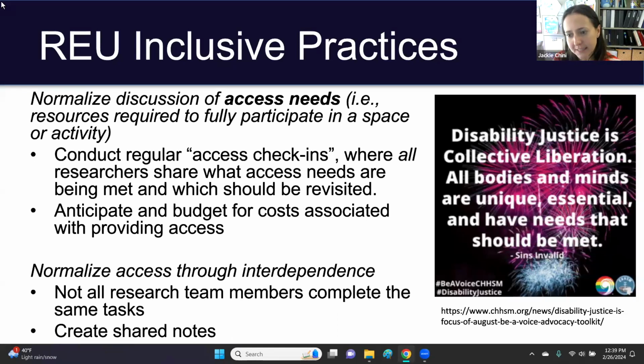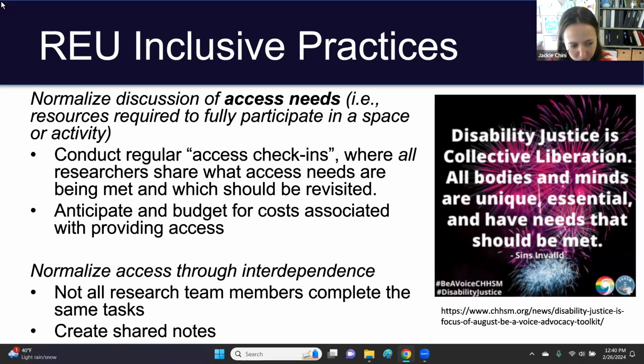And so two ideas that we've pulled out of Sins Invalid's disability justice piece are the idea of access needs and interdependence. So access needs are any resources we require to fully participate in a space or activity. And one thing that's really important about the concept of access needs is that we all have them. Some of us who are more able-bodied and able-minded have our access needs met by a default environment, but that doesn't mean that we don't have access needs in the first place.